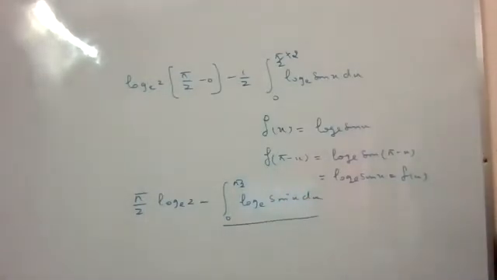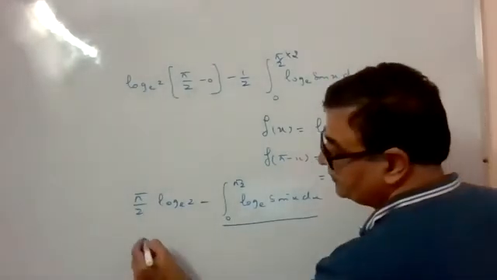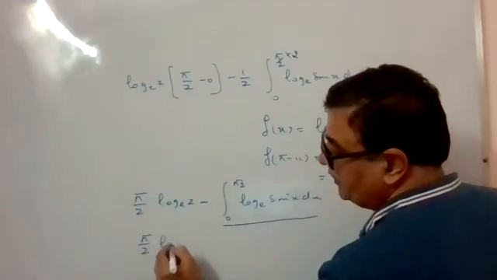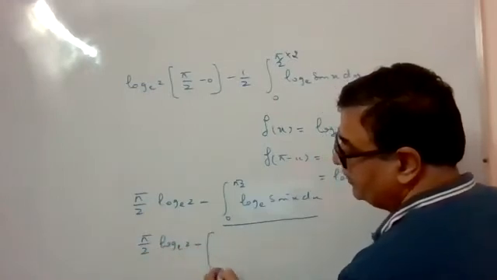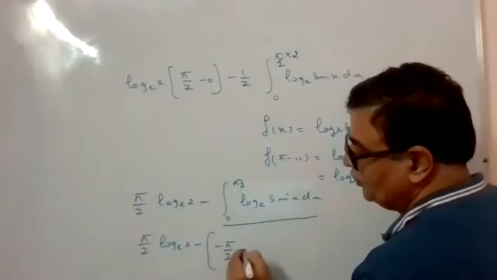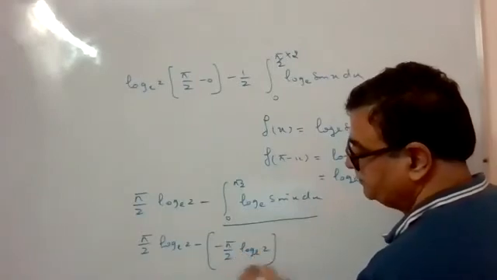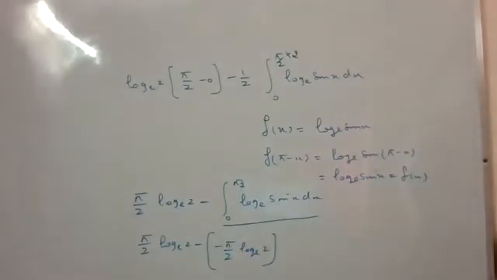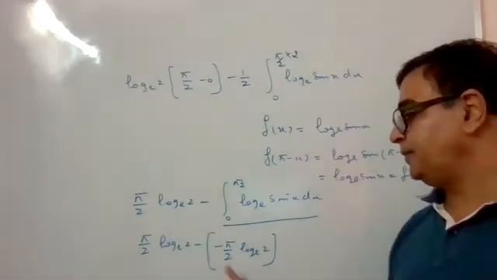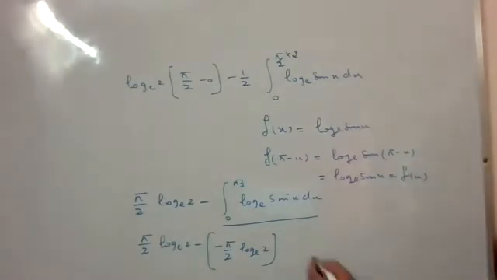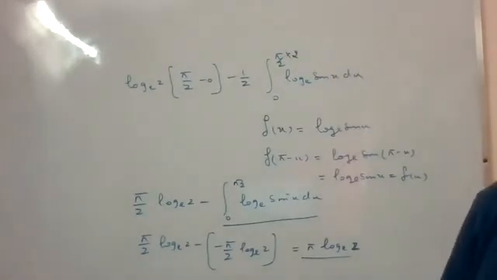And this result we have done in the previous question. What was that result? Pi by 2 log 2 remains here. Here it will come minus pi by 2 log of 2. Then minus and minus plus. This is pi by 2 log 2 plus pi by 2 log 2. Your result comes out to be pi log of 2. That is the answer. So this standard result we can use easily.